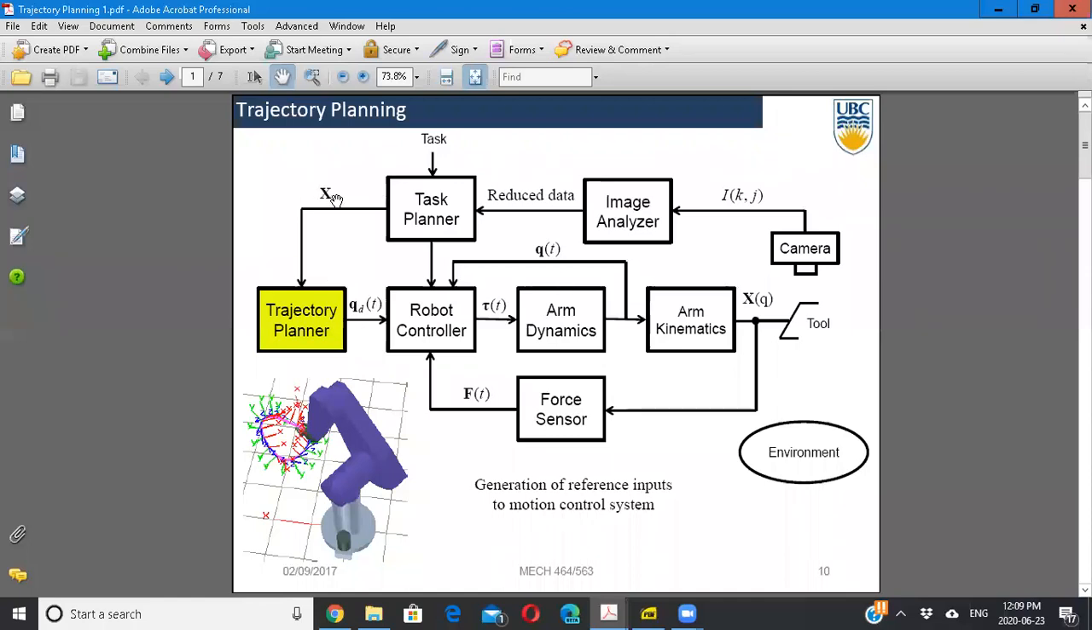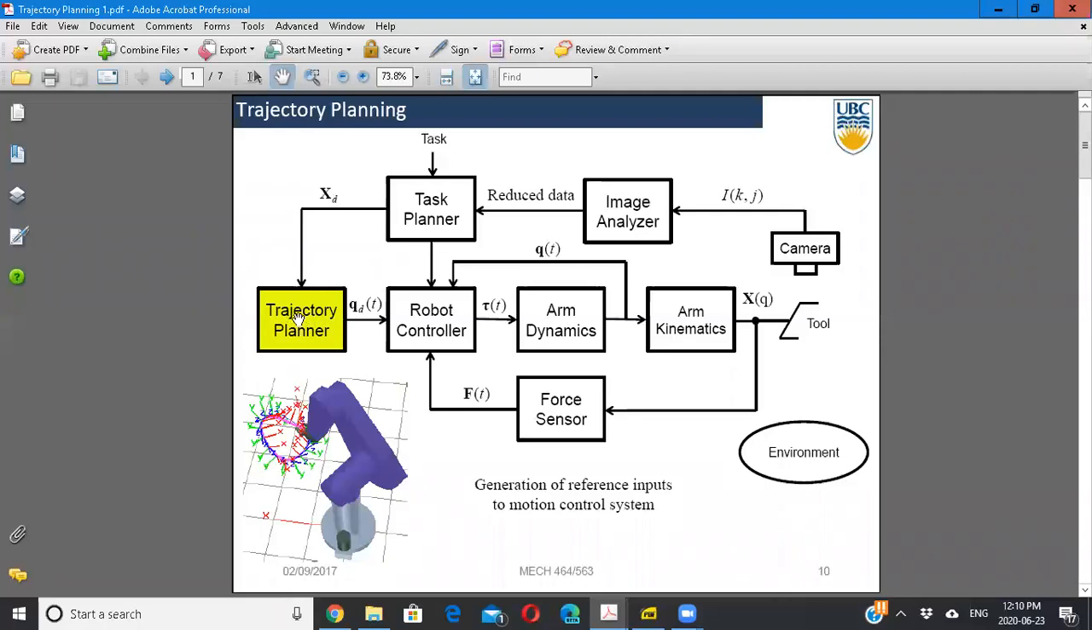So obviously you have to do the inverse kinematics to convert this into this, but you also have to interpolate between these points. I'll explain what interpolation is. But trajectory planning means planning the motion.